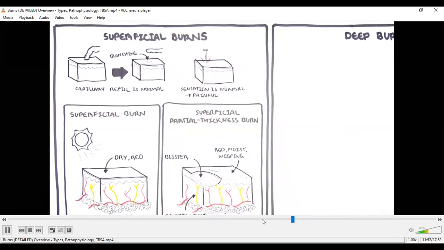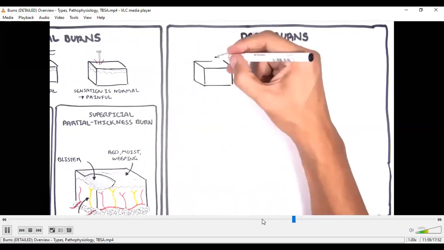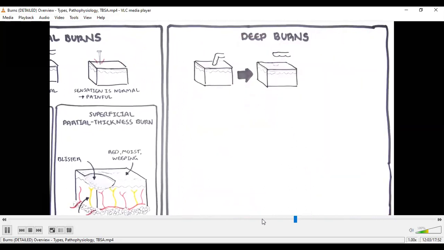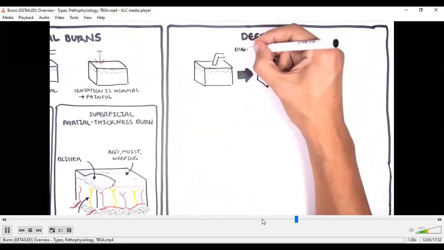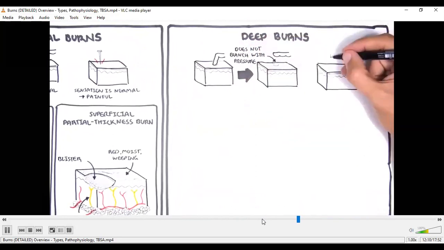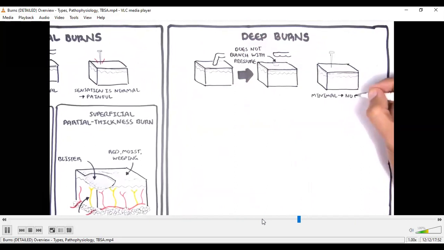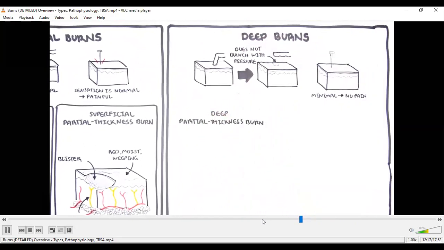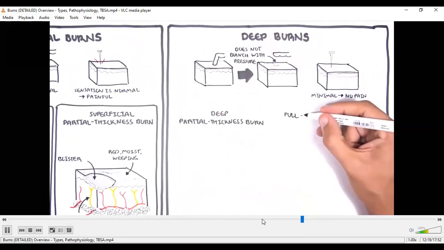Deep burns are totally different. Deep burns involve all layers of the skin. The important feature of deep burns is that it does not blanch with pressure, and there is minimal to no pain. No sensation due to damage of nerve endings in the area. Deep burns can be easily divided into deep partial thickness burns and full thickness burns.